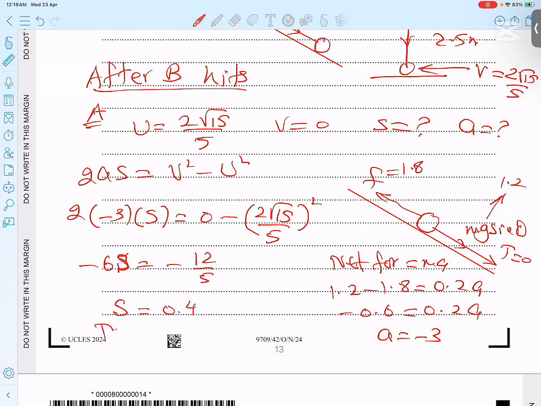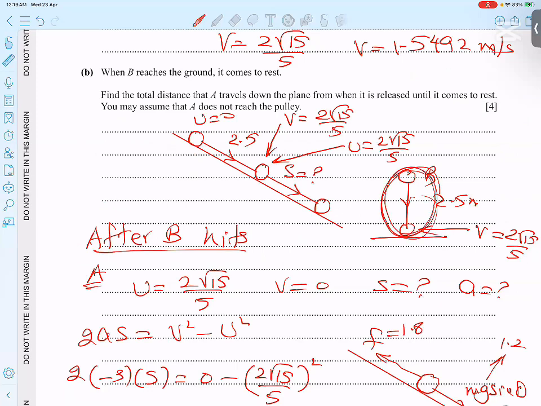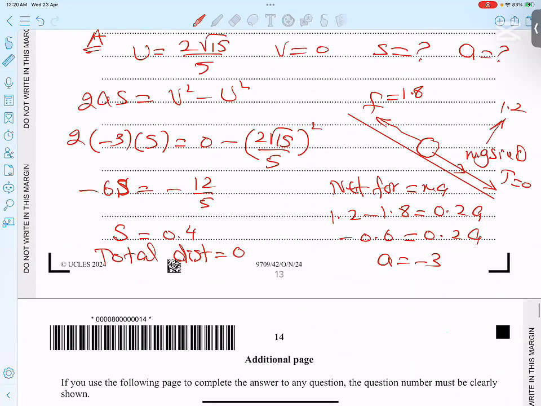And total distance, how much? So total distance is the travel until it stops. So before it travels, look at here, it will travel 0.25 meter, and this 0.4. So Alhamdulillah Rabbil Alameen. So 0.25 and 0.4. So I got 0.65 meters distance to stop the particle.